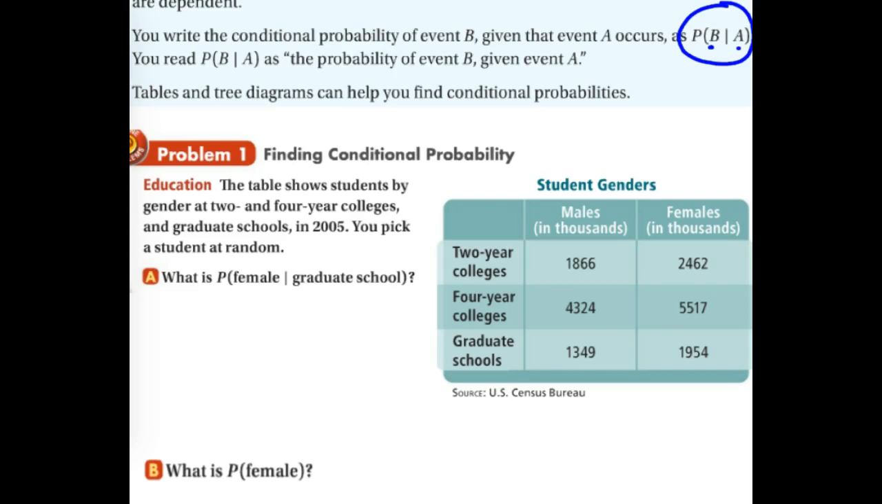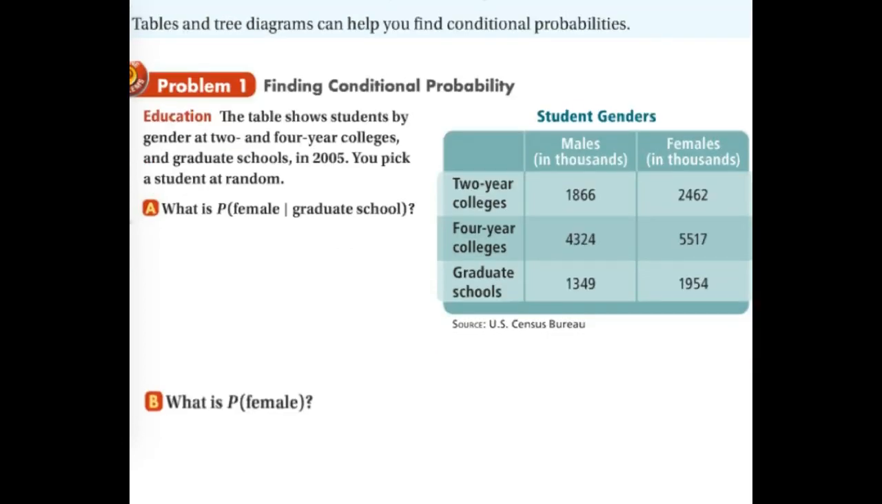Okay. Our first example says the table shows students by gender at 2- and 4-year colleges and at grad school in 2005. We pick a student at random. Okay, so we're just picking one student. We want to know the probability that the student is female given that we know they're already in graduate school. Okay, that "given" is going to narrow down your table.